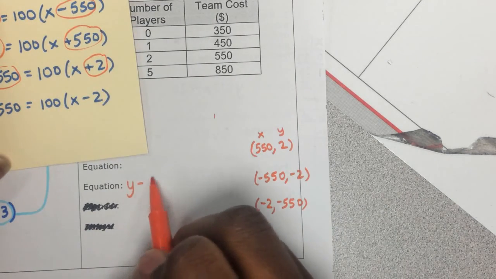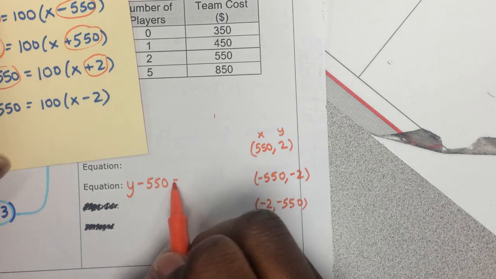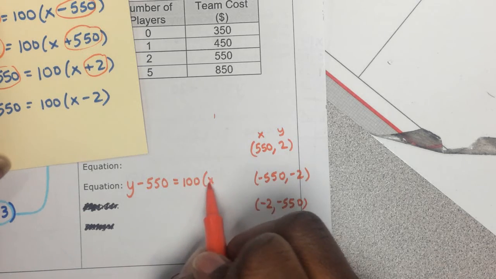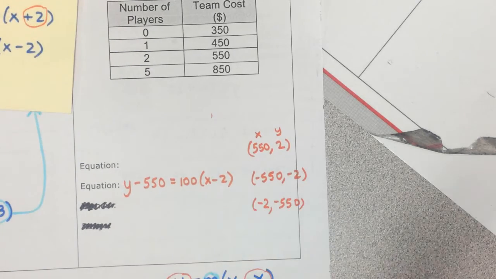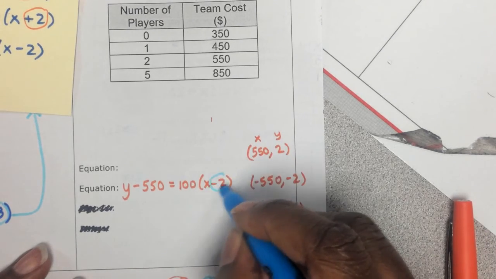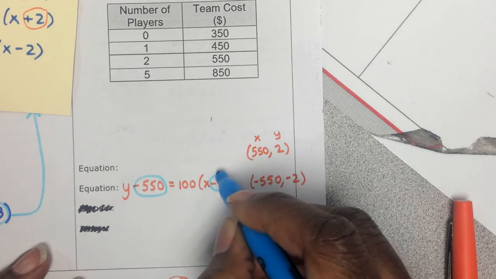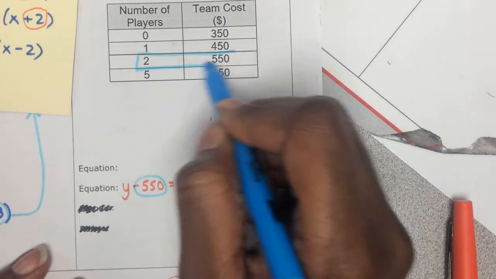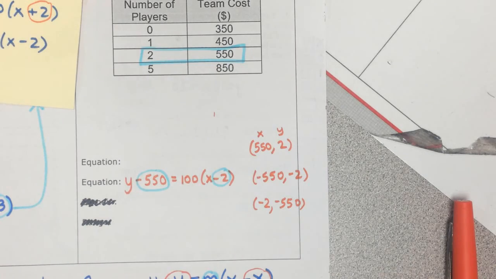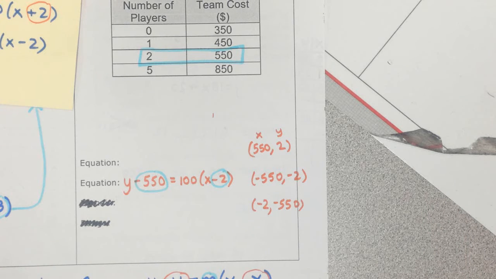So my equation, somebody got a timer for me. So my equation should be this one, because this negative 2, negative 550 is this point for my table. And that's the end of this video.